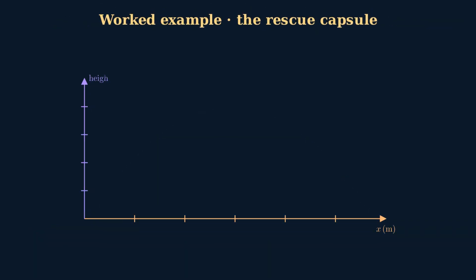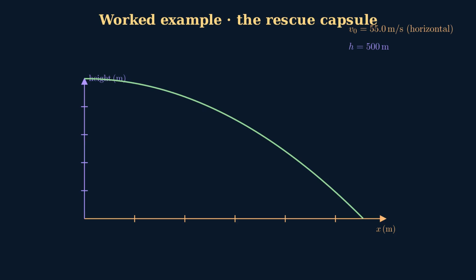Let's use it. A rescue plane flies horizontally at 55 meters per second, 500 meters up, and releases a capsule. When does it hit the water, and how far ahead does it land? Vertical first. It starts with 0 vertical speed, so 500 equals half g t squared, that gives about 10.1 seconds in the air. Then the horizontal shadow, moving at a steady 55, covers 55 times 10.1, about 555 meters.